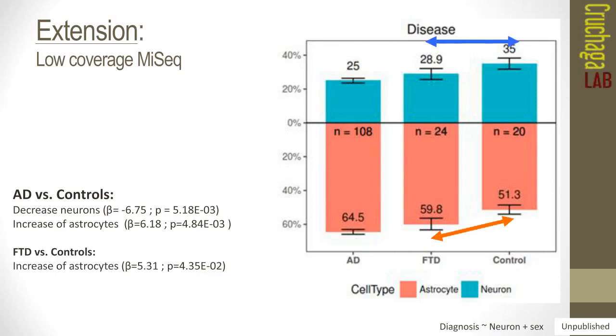When we compare the FTDs, we see there's no difference in the temporal dimension, at least in the parietal, there's no difference in the distribution of neurons, but there's a significant difference in the astrocytes. So there's an astrocyte proliferation for FTDs in the parietal.